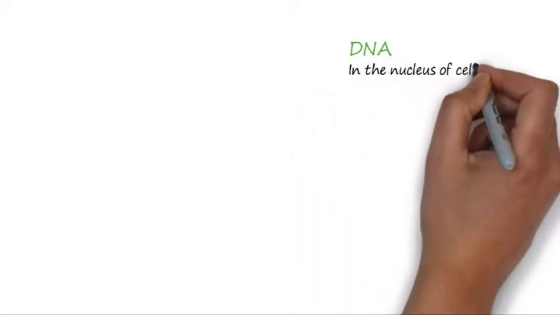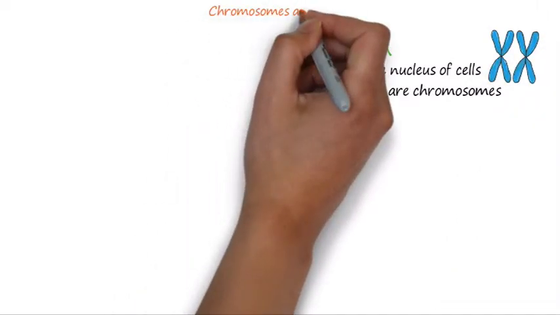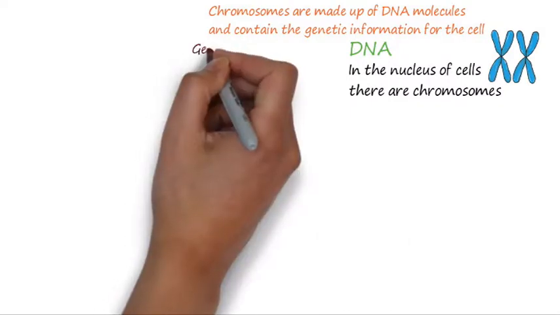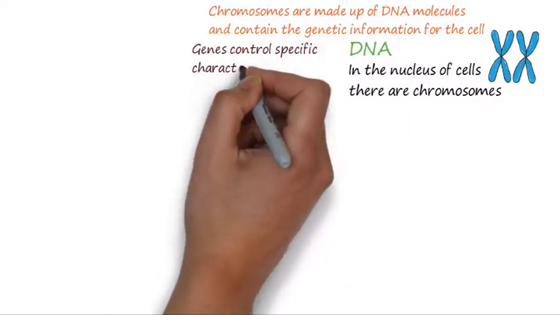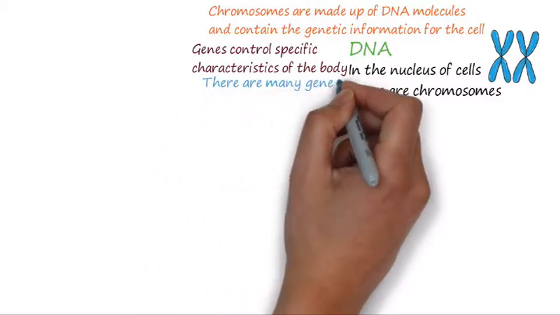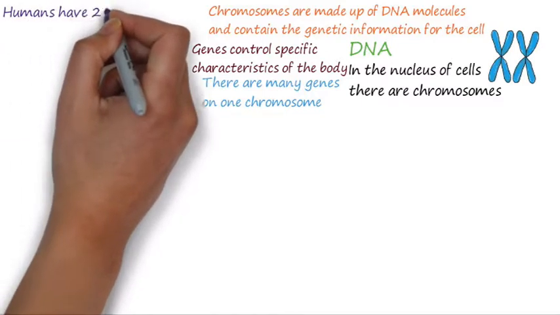In each cell of the body there is a nucleus, and within this nucleus there are chromosomes. These chromosomes, which are made of DNA molecules, contain the genetic information for the cell. There are certain sections of the DNA which are known as genes. Genes control specific characteristics of the body, for example, the colour of your eyes. Characteristics are usually controlled by more than one gene, so there are many genes on one chromosome.